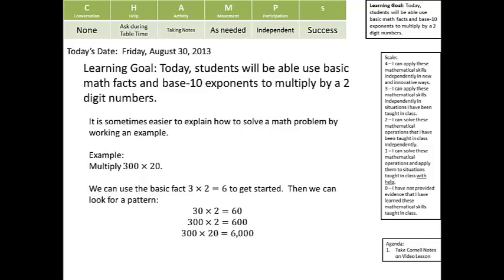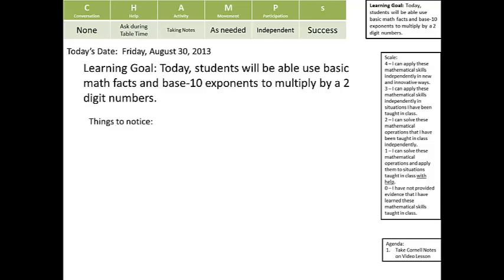Look at that progression that you see there on the screen and see if you can come up with a rule that we could use to apply to other problems. To help you come up with that rule, there are some things I'd like for you to notice. First of all, we know that if we add a 0 to either of the factors in our multiplication problem, our answer is going to increase by a factor of 10.